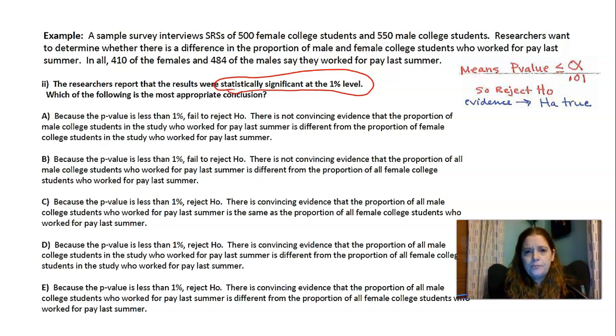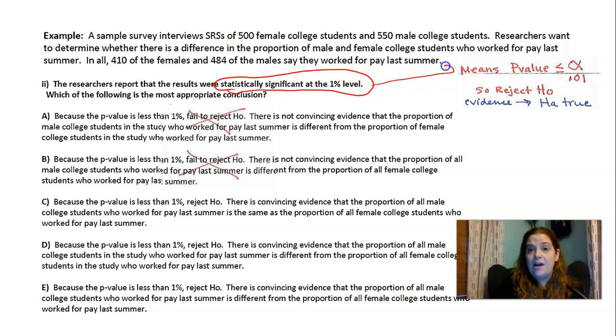So when I see that phrase, it means that the p-value is less than alpha. So in this case, that means that the p-value is less than 1%. So that p-value is low, which means our correct decision would be to reject the null hypothesis. That gives us evidence then that Ha would be true.